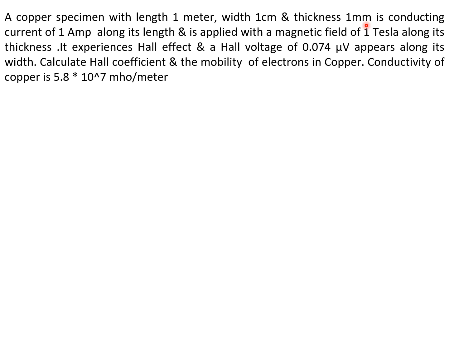A copper specimen of length 1 meter, width 1 centimeter, thickness 1 millimeter. It is conducting a current of 1 ampere along the length. It is applied with a magnetic field of 1 Tesla along its thickness. So see how the magnetic field is applied along the thickness. How will the Hall voltage appear? Hall voltage will appear across the width.